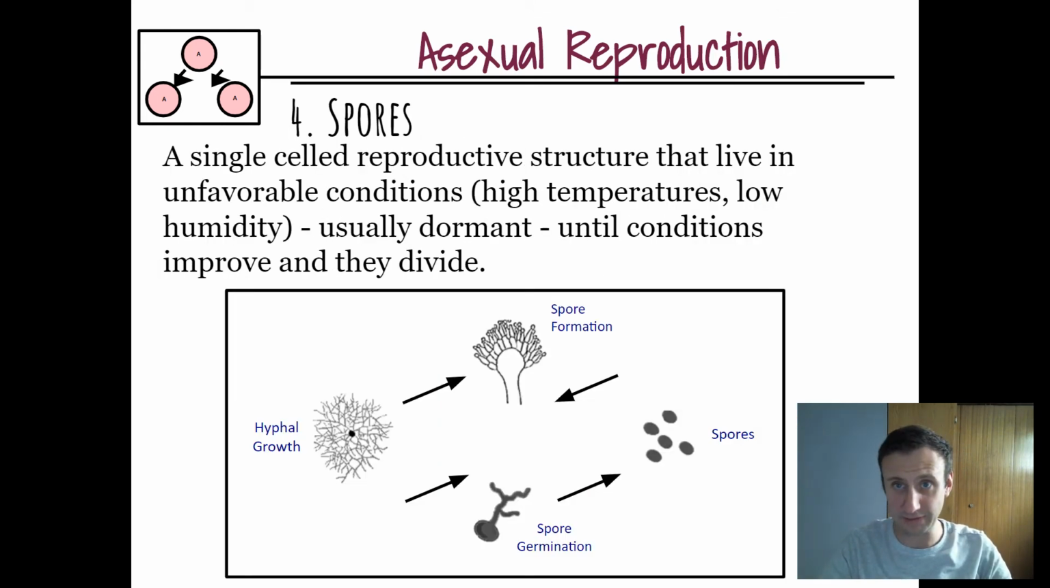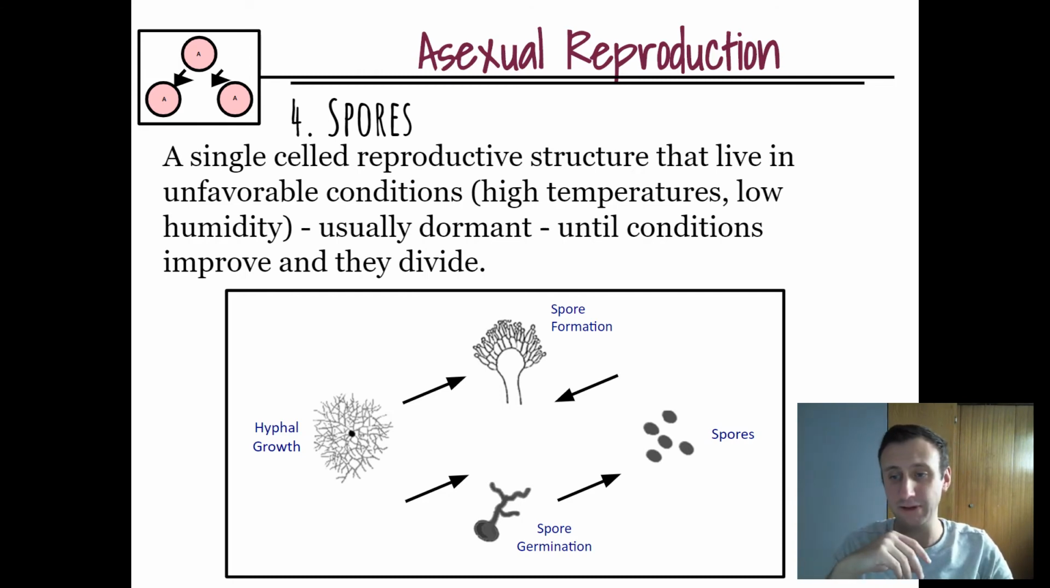Finally, the fourth type of asexual reproduction we're going to talk about is spores. A spore is a single-celled reproductive structure that lives in unfavorable conditions, like high temperature and low humidity, usually dormant until conditions improve and they divide. Spores are incredibly hardy and can last for an incredibly long time. Species that use spores produce many, many spores. The spores can weather and last for an incredibly long time until they find favorable conditions to start growing, and then they'll start growing.